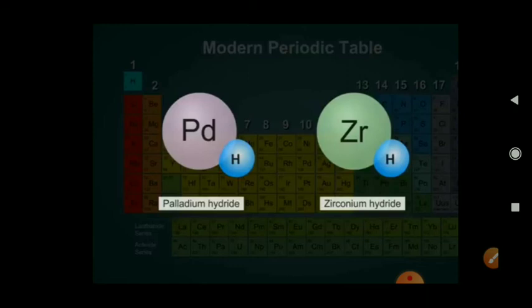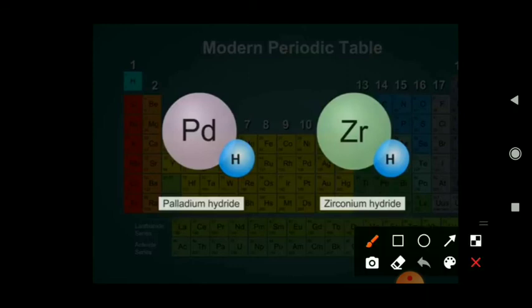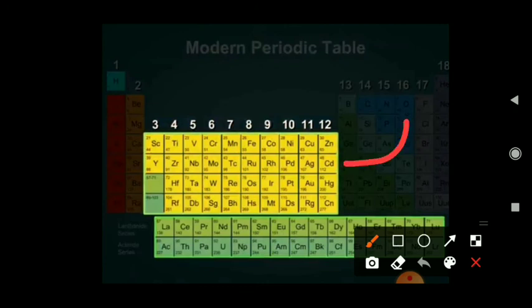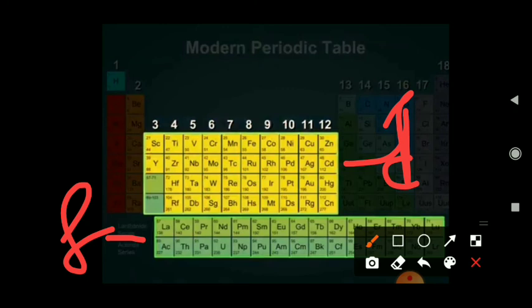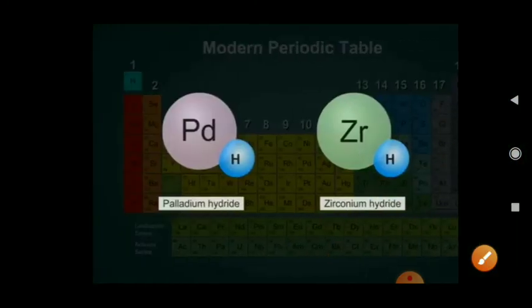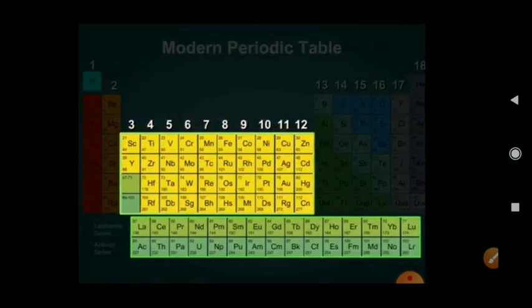Now let's move to metallic hydrides. Metallic hydrides are formed when transition elements of d-block and f-block react with hydrogen. For example, chromium, palladium and zirconium react with hydrogen and form hydrides. Palladium hydride and zirconium hydride are examples of metallic hydrides.